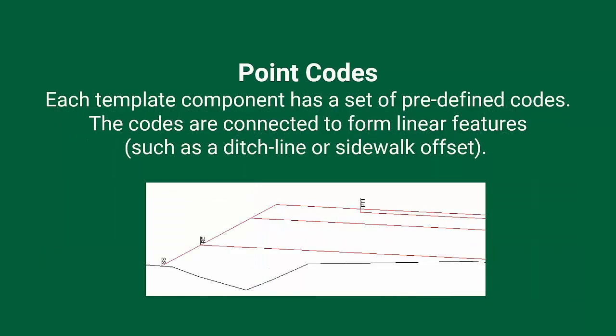Then we have point codes. Each template component has a set of predefined codes in it, and these codes can be connected to form linear features, much like we did with the berms and the benches, or you could use pretty standard ones like road edges or ditch lines. They're really, really useful, and the point codes can be displayed in plan, profile, section, data, all those different windows. So that was concept 5. We talked about point codes and we talked about surfaces. They're more of a need to know, and then it gives you some tools that you can use for display and reporting of them.